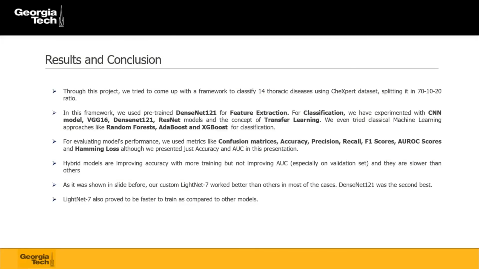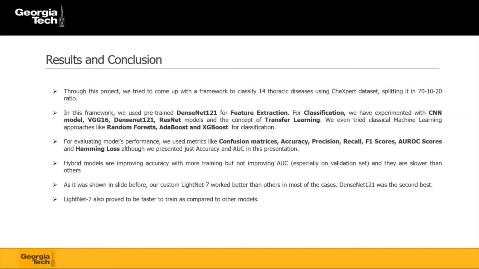Thank you, Aditya. Through this project, we came up with a framework to classify 14 pathologies, wherein a DenseNet 121 trained on ImageNet was used for feature extraction and either a deep learning network or an ensemble method was used for classification. We compared the models based on various metrics, primarily AUC and accuracy. Hybrid models were slower and performed poorly on the validation set. As seen in the previous slide, LightNet 7 worked better than the others and was faster to train.